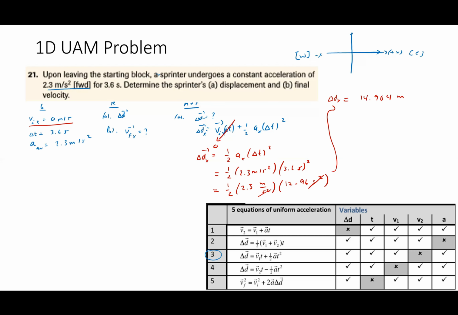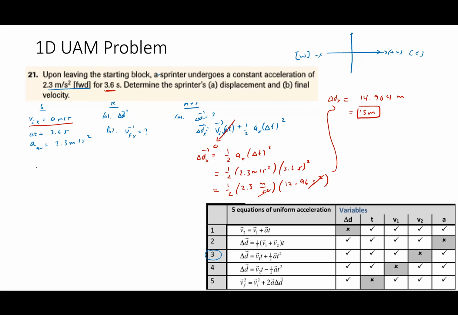And because in your question you have 2 significant digits, which is your lowest number of significant digits, I would round this to 15 meters. What I want you to do is box your answers, guys. The person's displacement is 15 meters in 3.6 seconds. Now part B is asking us to find the sprinter's final velocity.